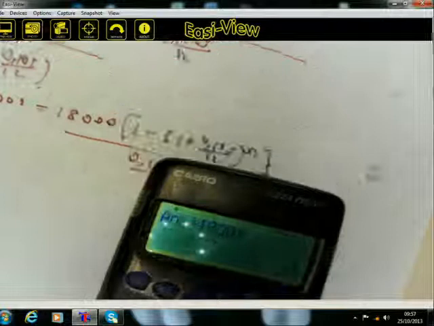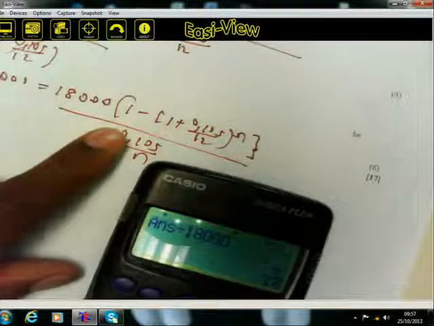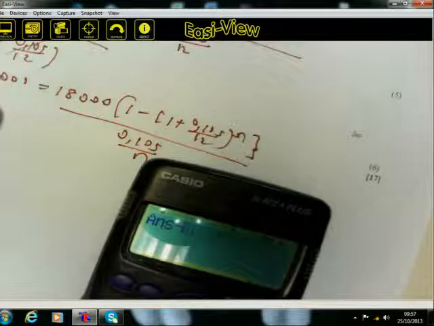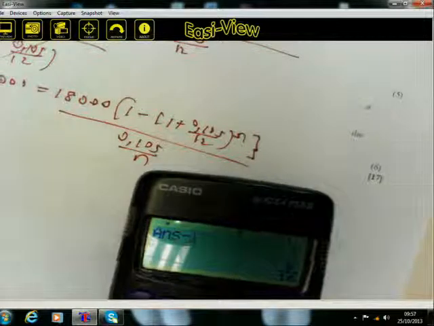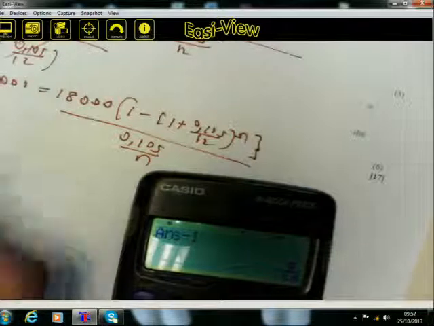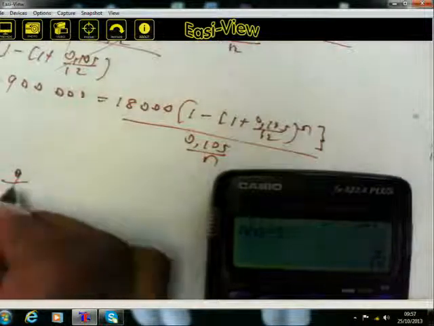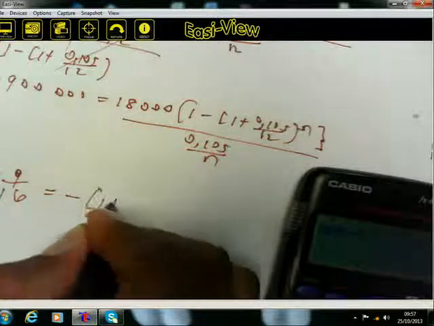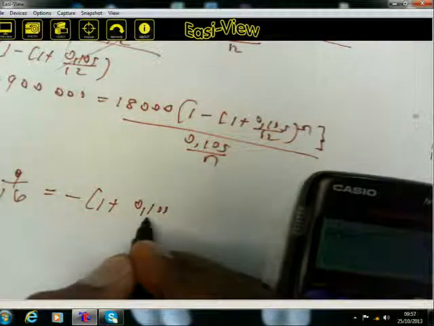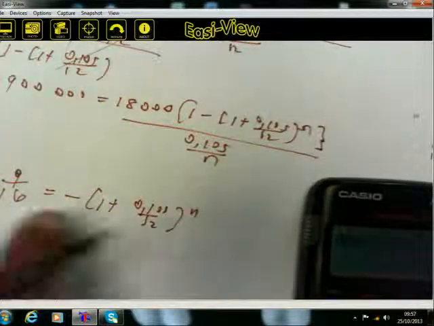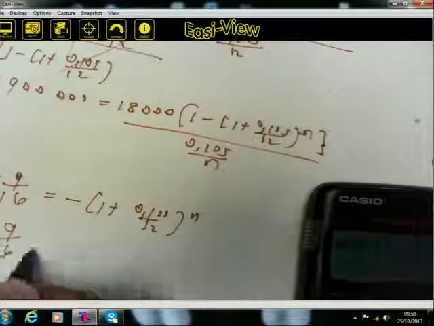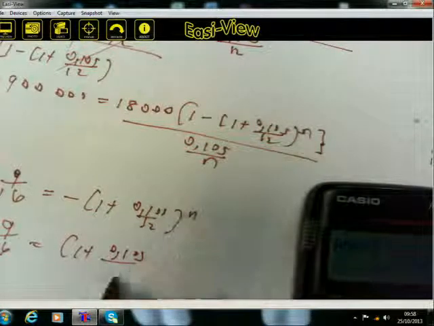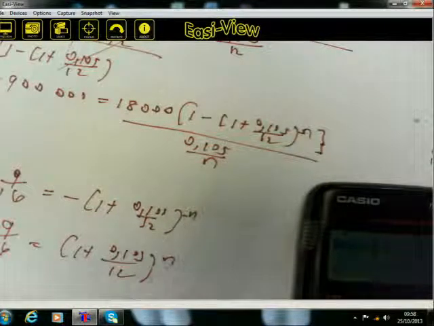Of course, you get 7 over 16. And then from this one, what do we do now? Remember, now you must take 1 to the other side. Is that correct? Now you say minus 1. Minus 1 there. You get negative 9 over 16. Now it means this one will be minus (1 plus 0.105 over 12) to the power of negative n. Then you divide by negative on both sides. 9 over 16 is equal to 1 plus 0.105 over 12 to the exponent of negative n.